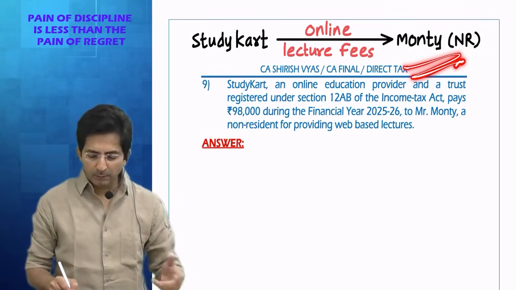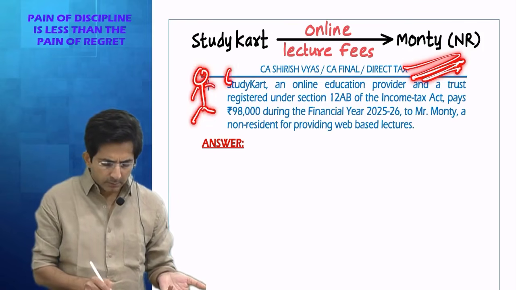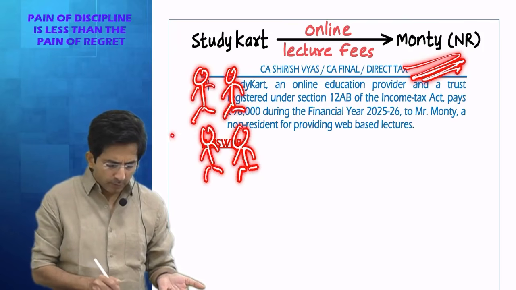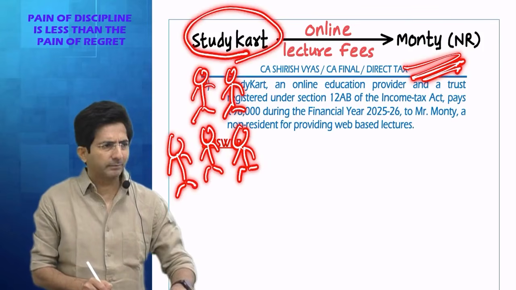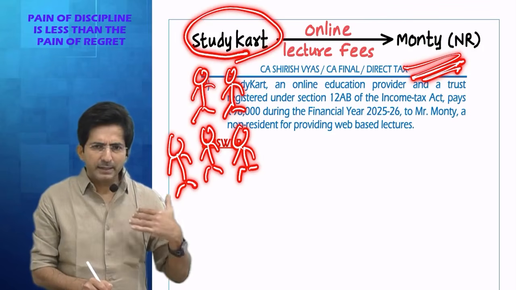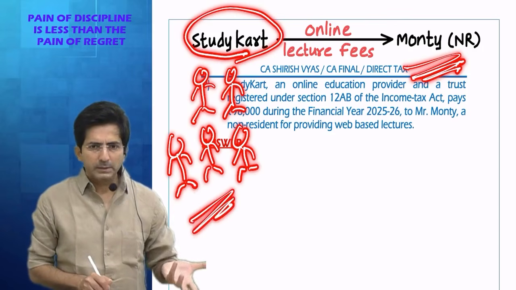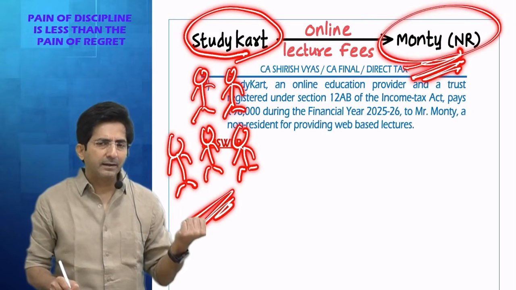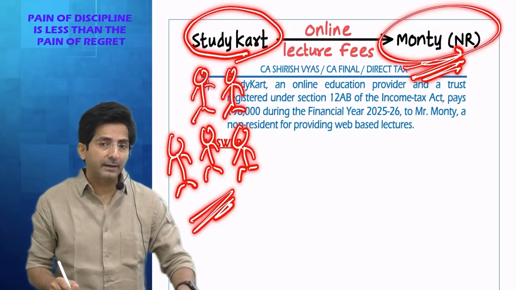See, generally students will think what? Sir, Monty is giving lectures to students of India who come to study card. See, study card is an institute kind of thing, like I have my institute Prime Vision. So that way study card is kind of an institute where students come to learn. So students are learning in India and Monty is giving lectures to students in India. But still, why did I say income is not arising in India?